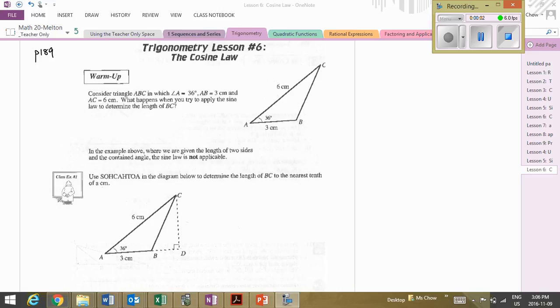So let's take a look at the cosine law. In your workbooks, we're on page 189, and this is Trig lesson number 6. If we take a look at this triangle ABC, they've given us a couple of the lengths and one of the angles.